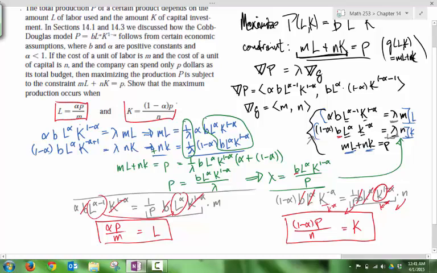And so that's exactly what they have here. You got the L and the K, the same L and the same K that we got. And we showed it by using Lagrange multipliers.